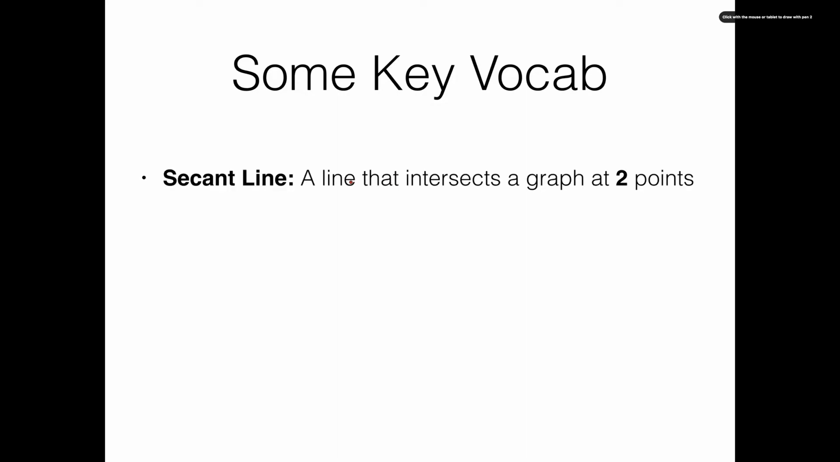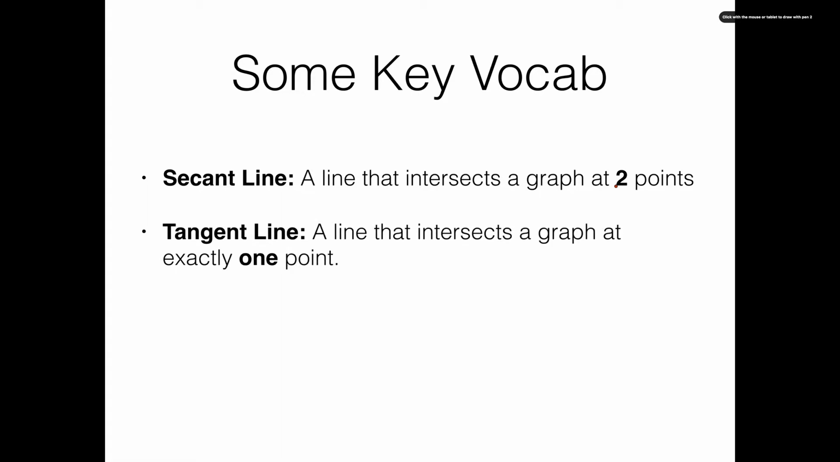The secant line. A secant line is a line that intersects a graph at 2 points. This is something you might know from geometry, but it's a good recap if you forgot. So a secant line is a line that intersects a graph at 2 points. Now a tangent line is a line that intersects a graph at exactly 1 point.